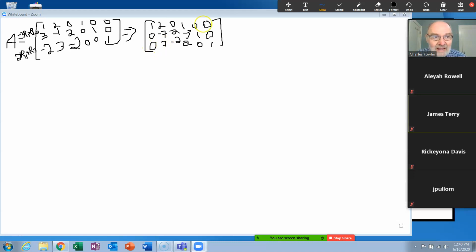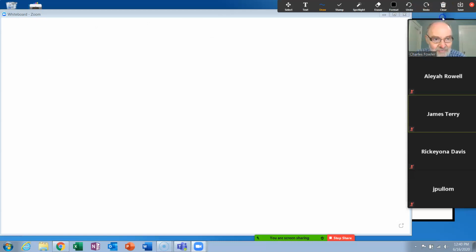Okay? Now, I think I'm going to clear this out of the way, and I'm going to show you the technique. So let's say A is a 2x2 matrix. Remember, this technique doesn't work for anything but 2x2 matrices. Okay, here's A. Now we're going to leave it as generic as possible, so we're going to call it A, B, C, and D.